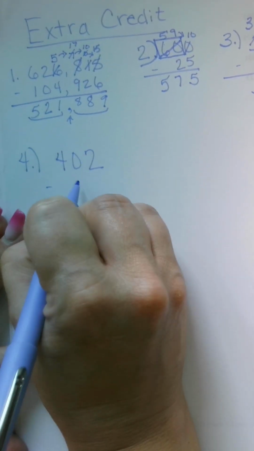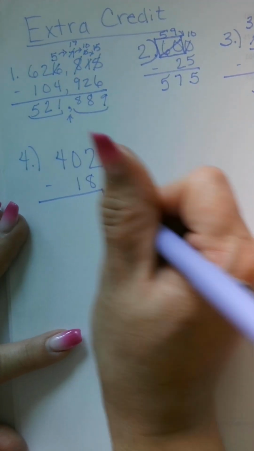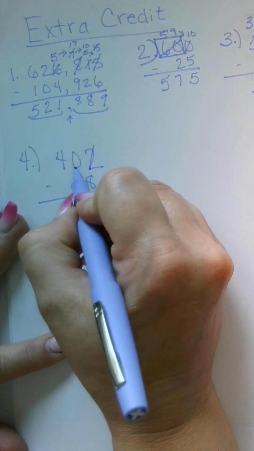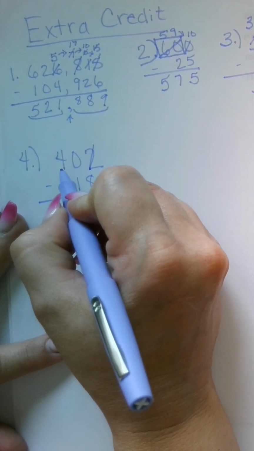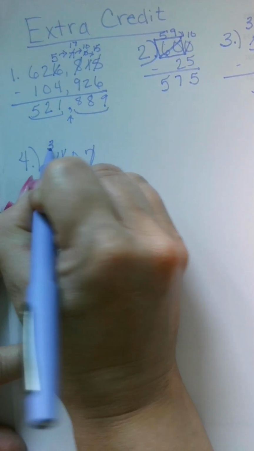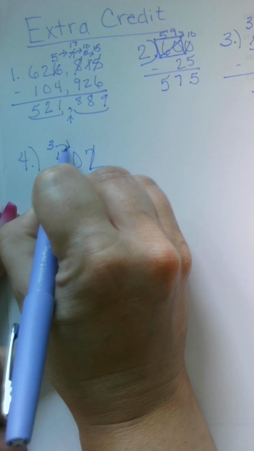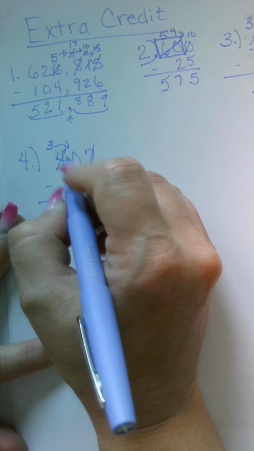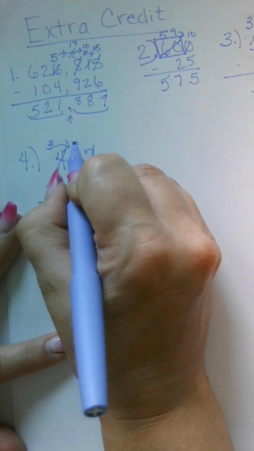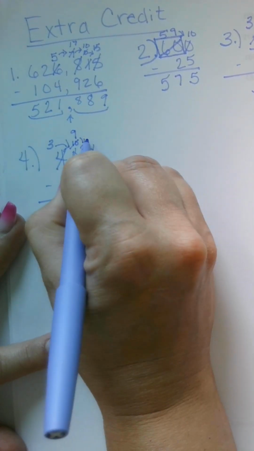$402 minus $18. 2 minus 8, we can't do. We can't borrow from the tens place, so we're going to come over to the hundreds place. That's going to leave us with 3 hundreds. We'll take one of those hundreds and turn it into 10 tens. And now we can take one of those tens and turn it into ones.